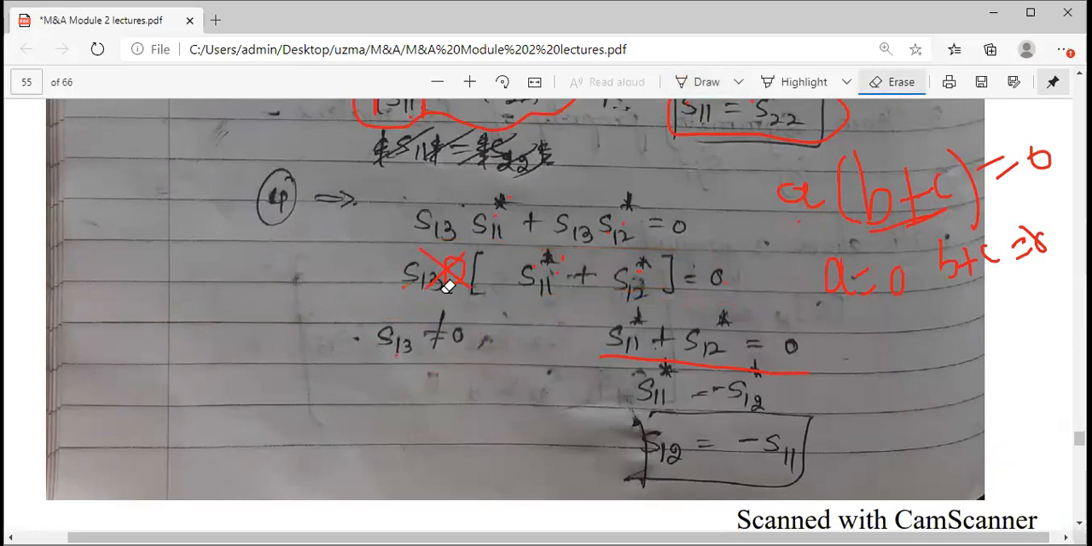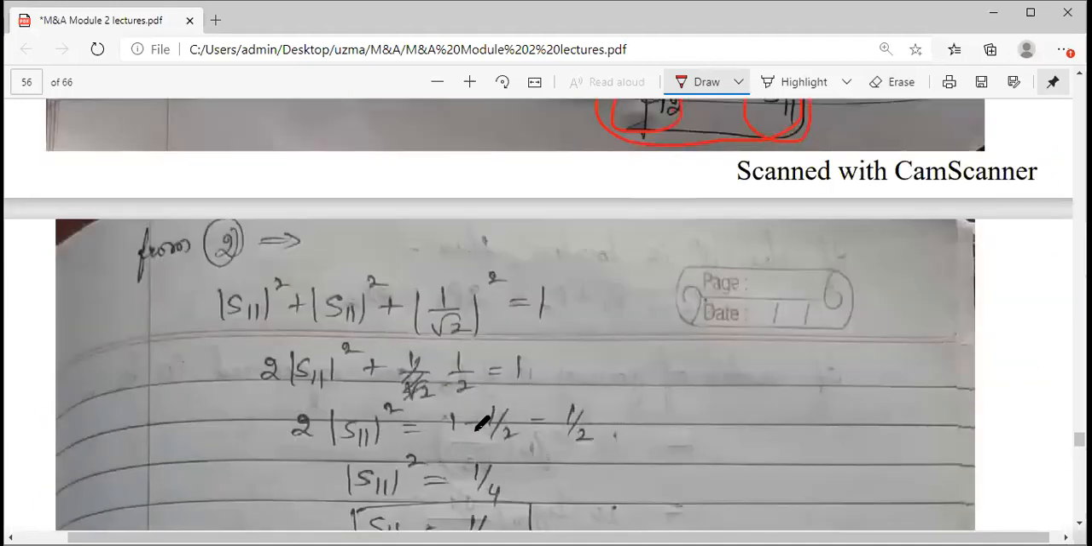So what is the next possibility? The bracket term can be 0. Okay, taking the second possibility. If this is equal to 0, take any one value to the other side. S11 star is equal to minus S12 star, or remove the conjugates on both sides: S11 is equal to minus S12. Okay, here also if one value comes, you can write the next value. So these two conclusions that we have got will help you in writing the S values in the matrix.